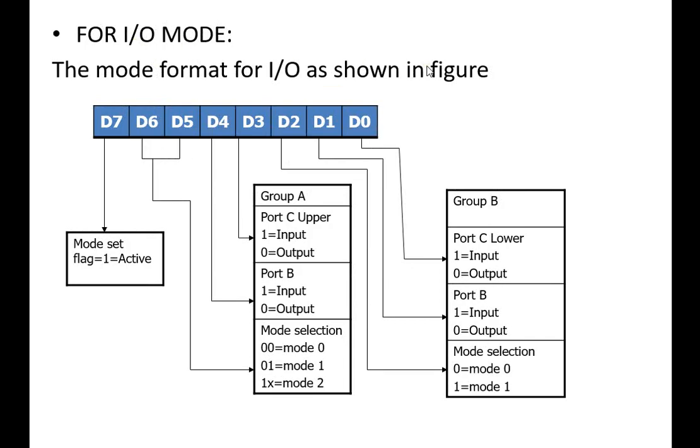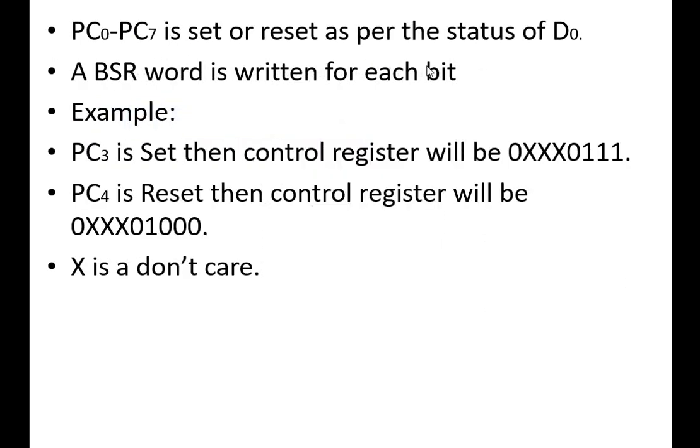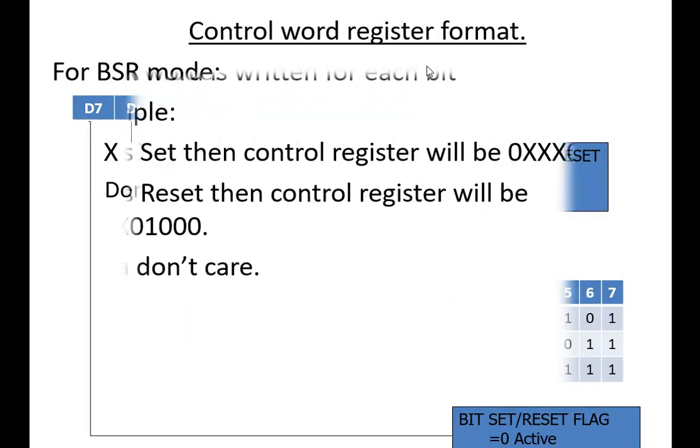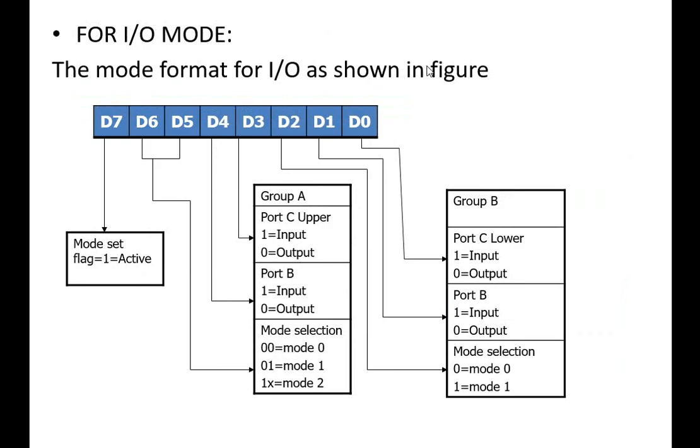The previous mode we discussed was the BSR mode, and now we will discuss the IO mode. D0 is for group B, where it is used for the port C lower function: 1 is input and 0 is output. D1 is for port B, where 1 is for input and 0 is for output.